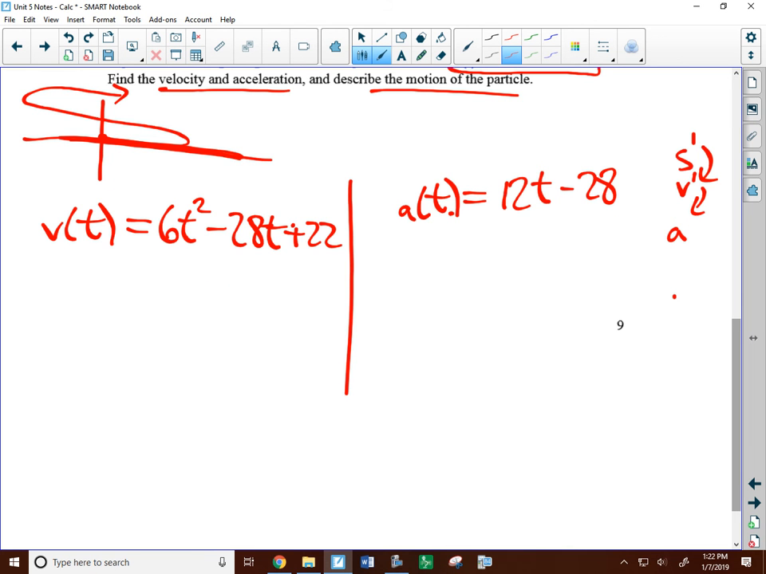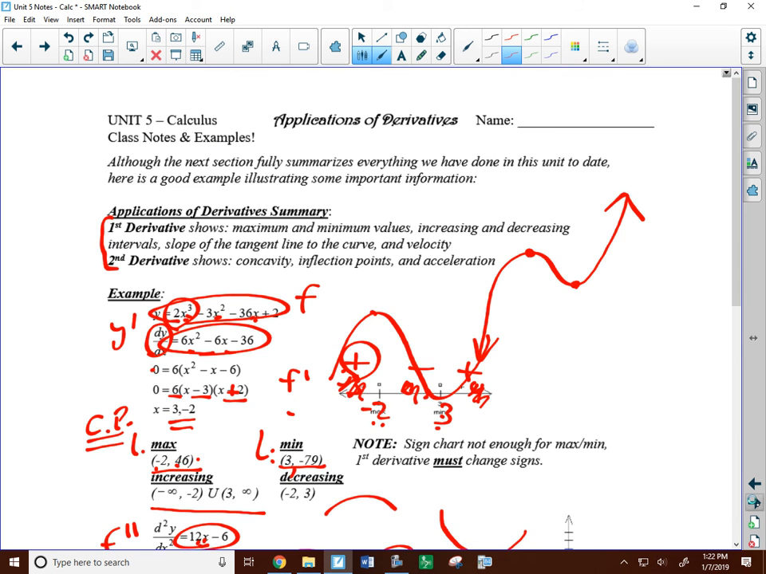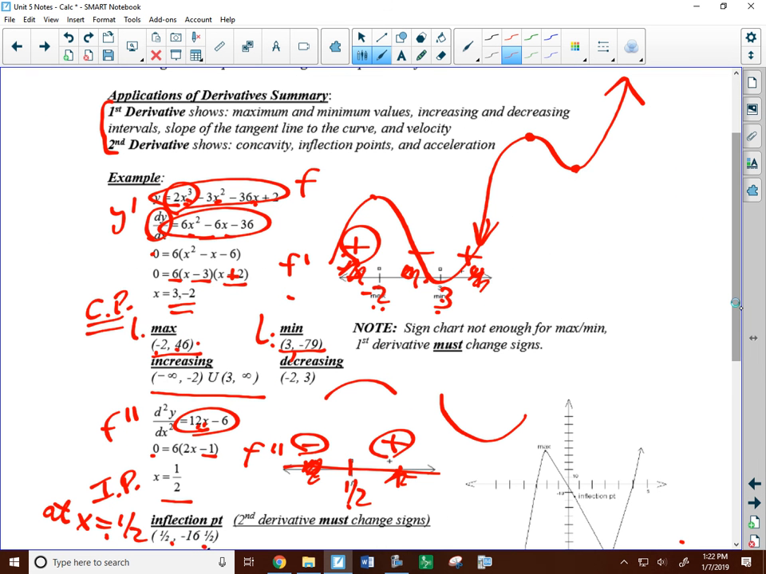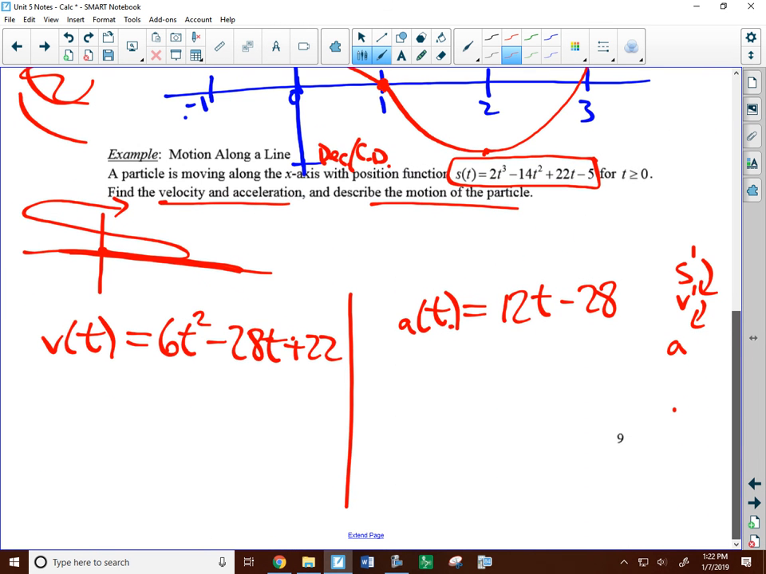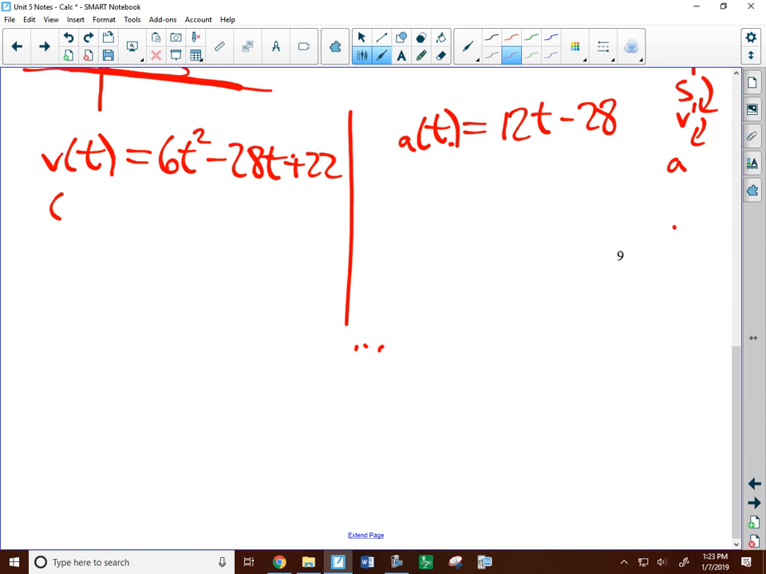I kind of put these side by side because we're going to be doing the same thing for each one. It's just one's velocity, one's acceleration. So we've got to find what's happening with the velocity. What I'm doing is exactly what you do here, with the first derivative for increase and decrease, and the second derivative for concavity. I'm doing that here. So what's going on with the velocity? Set it equal to 0 to find the critical points and solve. What's going on with the acceleration? Same thing.